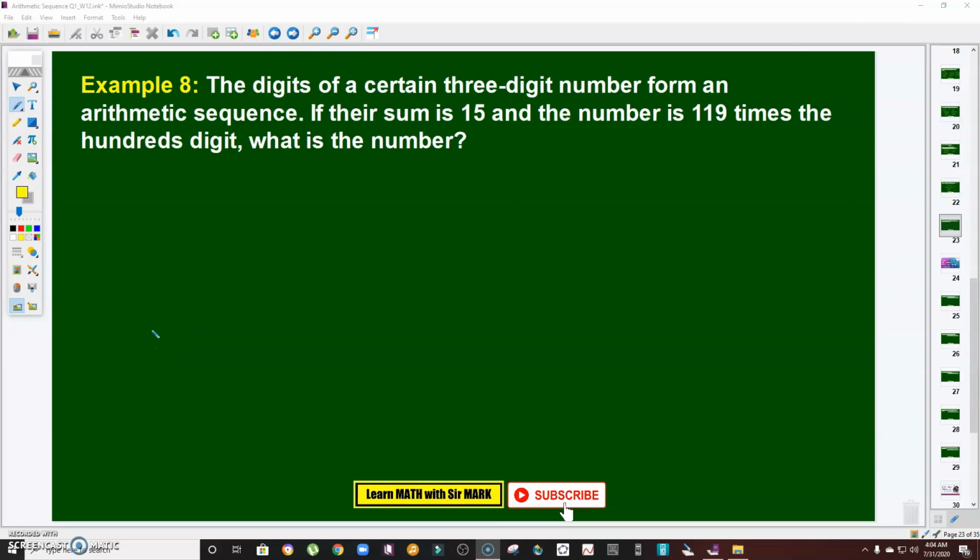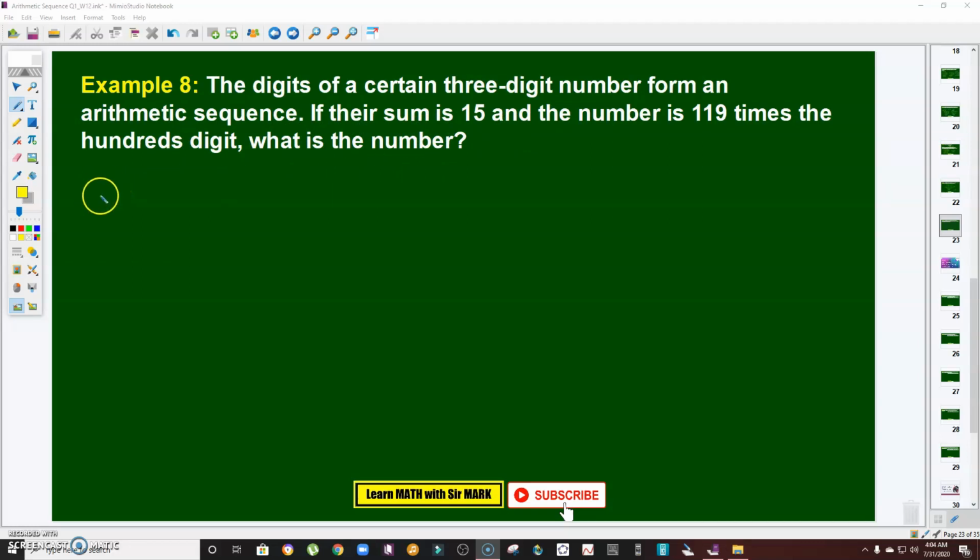We are now on the last problem in this video. Problem number 8. The digits of a certain 3-digit number form an arithmetic sequence. If their sum is 15 and the number is 119 times the hundredths digit, what is the number?